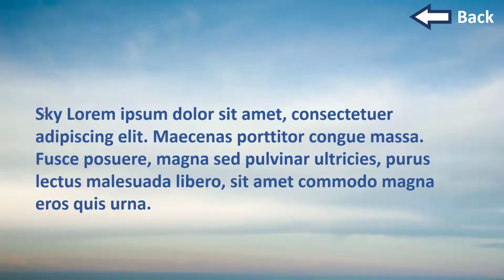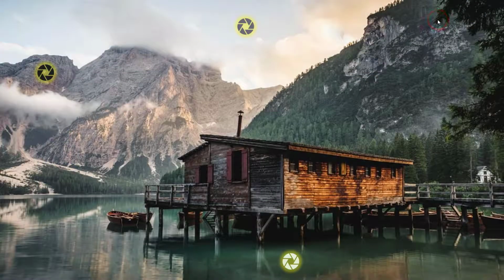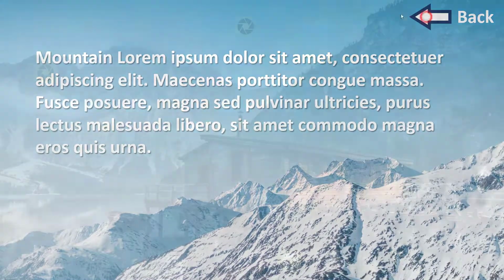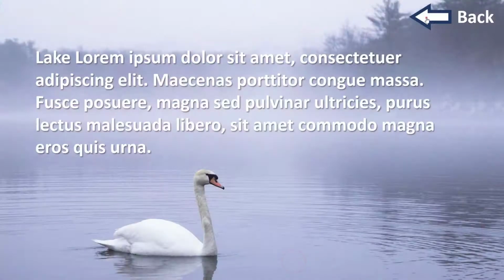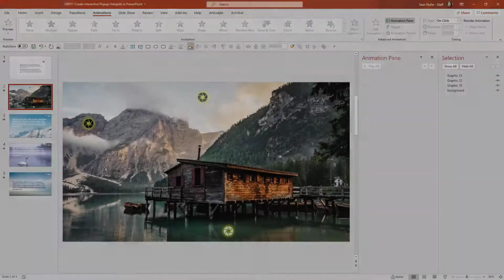And here's where I can have a sky slide, and since this is set to kiosk mode, by default you have to interact with elements, and so I have a back button right here that'll take me back to this main slide, and I can click on these other icons to have information. And so that's another way that you can add interactivity to the slide. And let's take a look at how I did this.